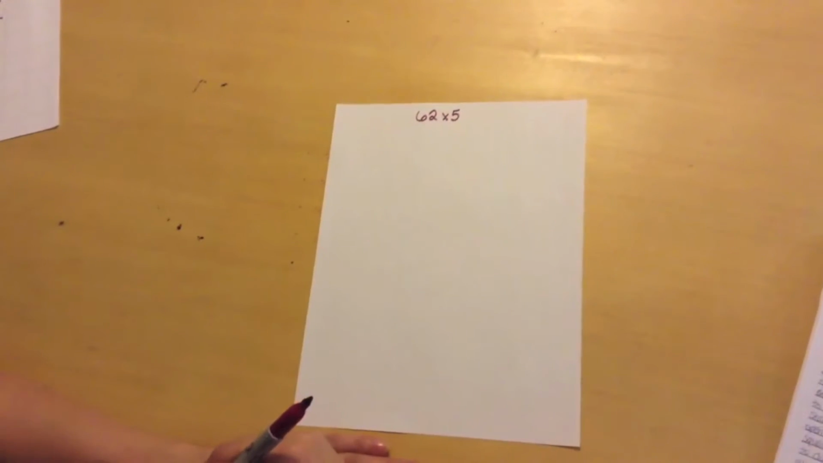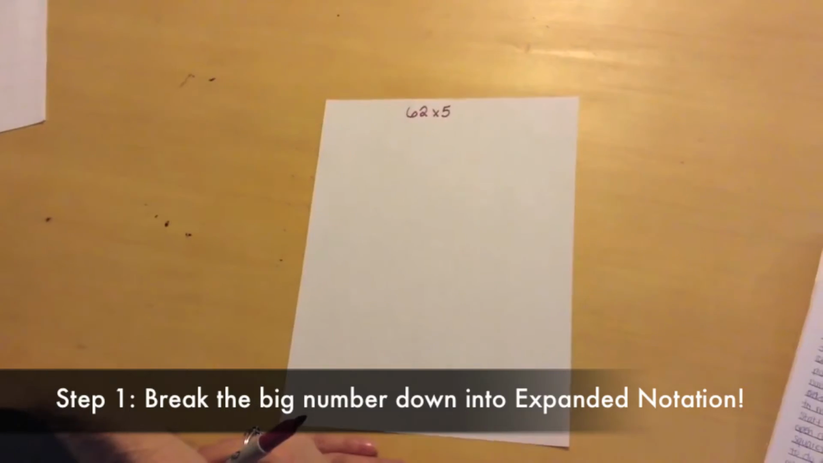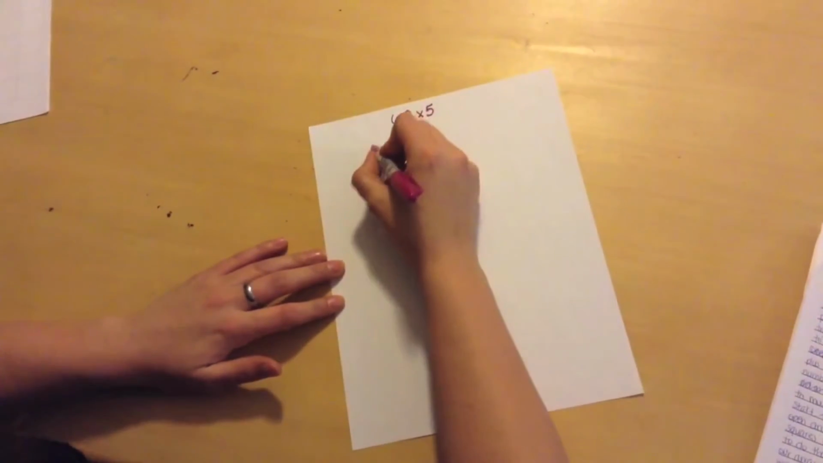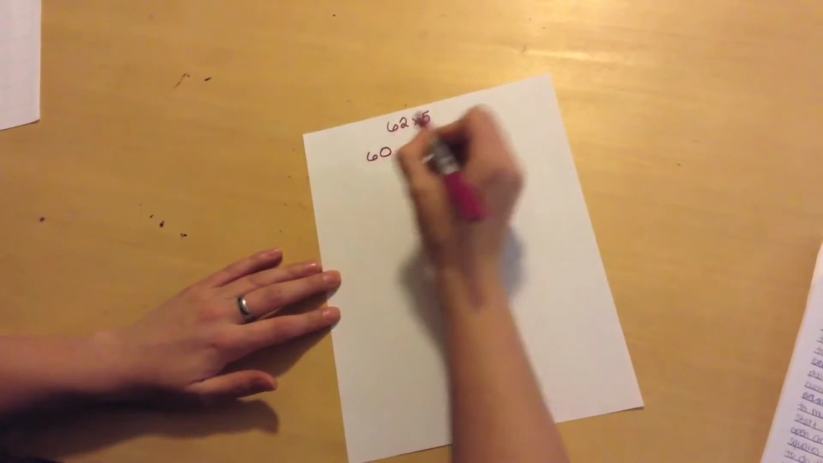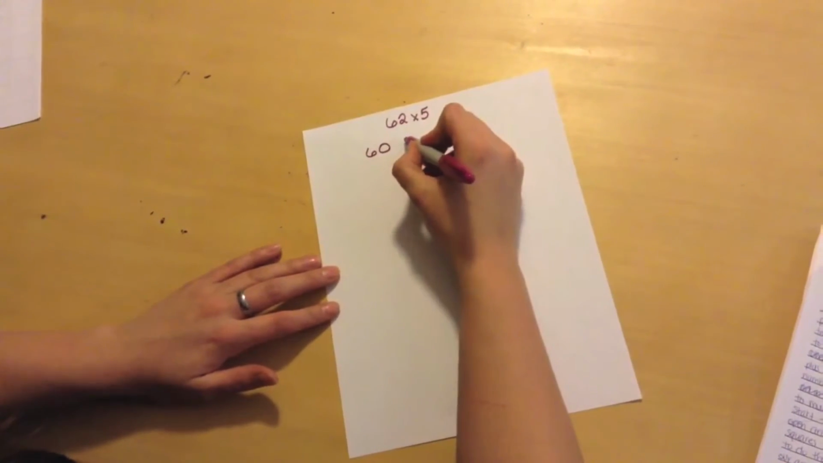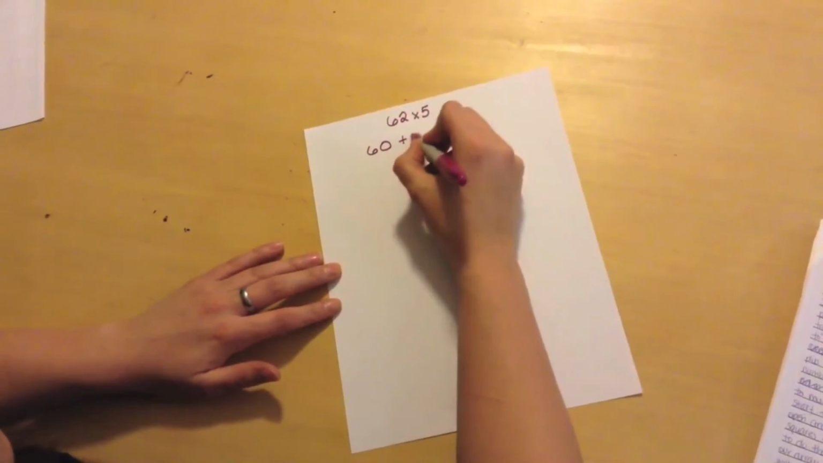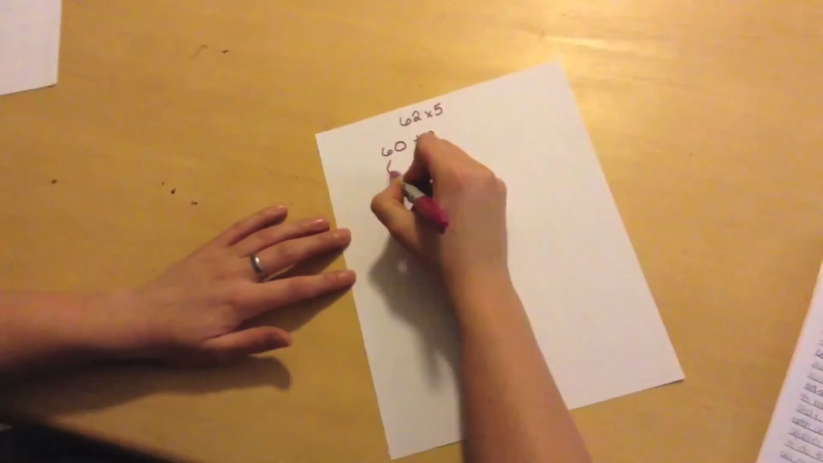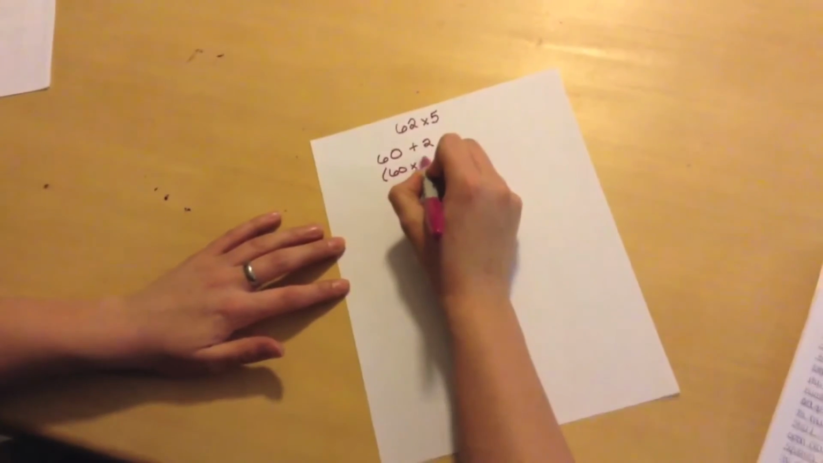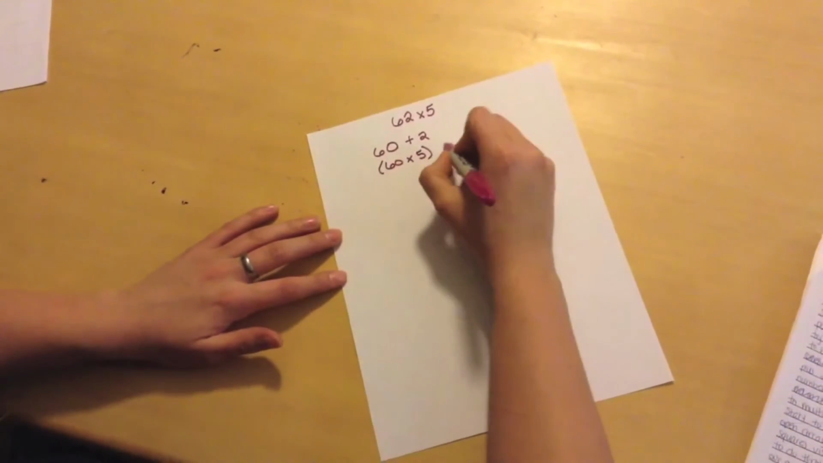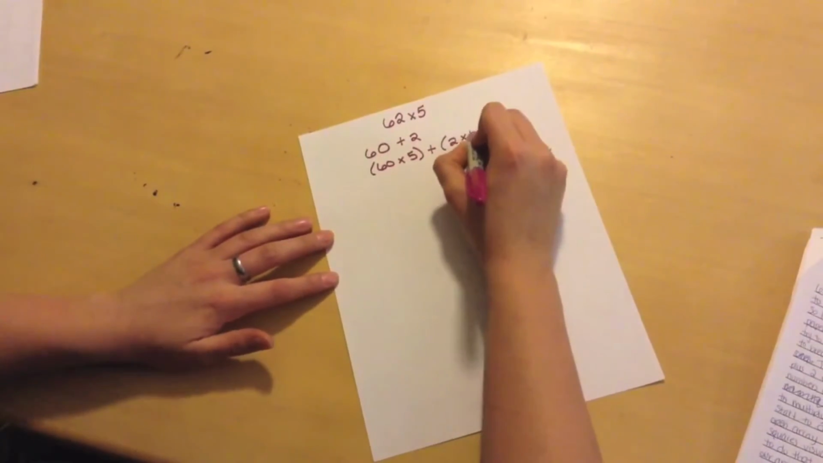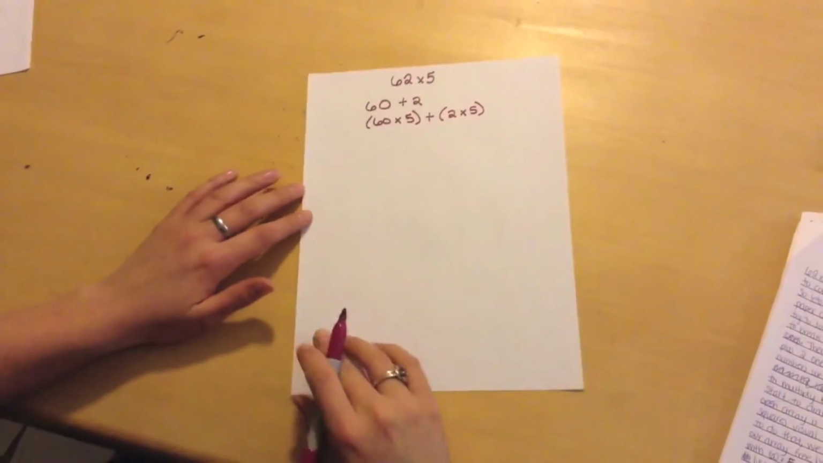The first step is to break down 62 in expanded notation. There are 6 tens and 2 ones. So we're going to use 60 times 5 and 2 times 5 to make our array.